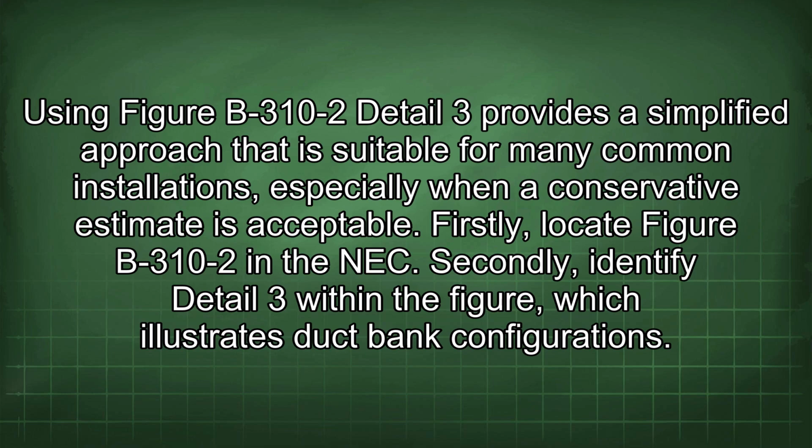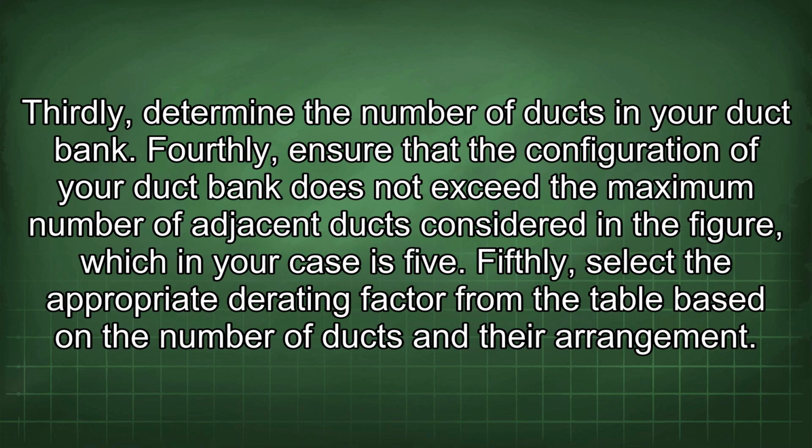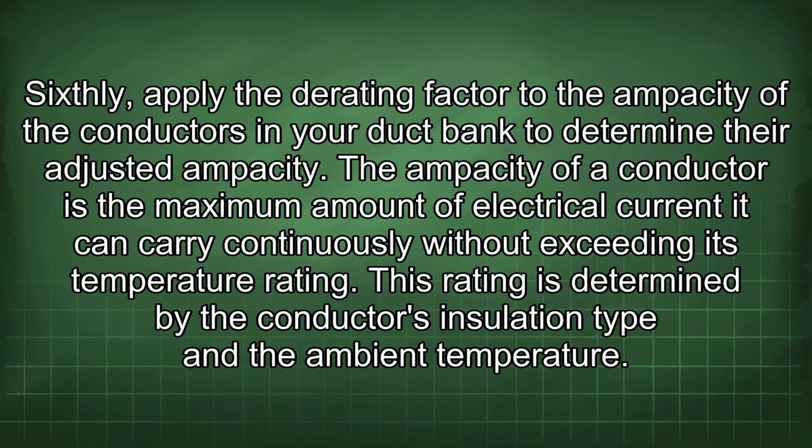B-310-2 in the NEC. Secondly, identify Detail 3 within the figure, which illustrates duct bank configurations. Thirdly, determine the number of ducts in your duct bank. Fourthly, ensure that the configuration of your duct bank does not exceed the maximum number of adjacent ducts considered in the figure, which in your case is 5. Fifthly, select the appropriate derating factor from the table based on the number of ducts and their arrangement. Sixthly, apply the derating factor to the ampacity of the conductors in your duct bank to determine their adjusted ampacity.